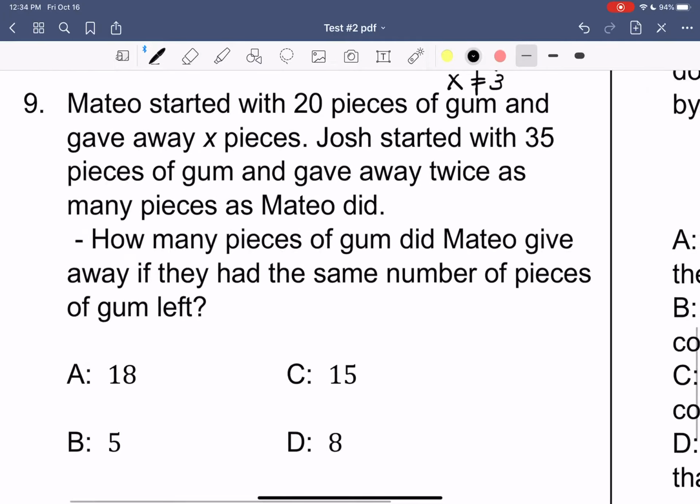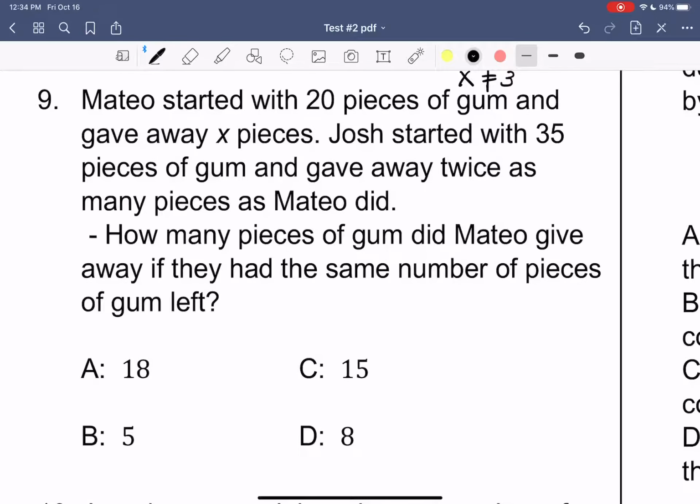All right, this one was most commonly missed, so let's break it down. Mateo started with 20 pieces of gum and gave away X pieces. Josh started with 35 pieces of gum and gave away twice as many pieces as Mateo did. How many pieces of gum did Mateo give away if they had the same number of pieces? There's a typo there. Had the same number of pieces of gum left. Sorry about that.